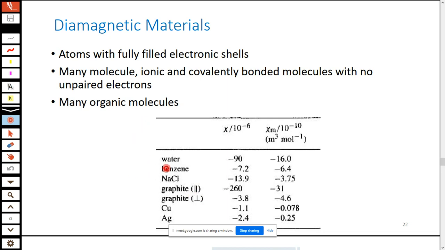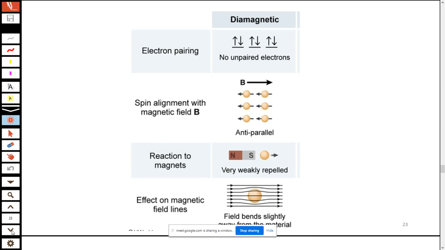And then many organic molecules, like benzene and toluene, which are used in organic chemistry, are also diamagnetic. If you remember the magnetic periodic table, unless you have one of the magnetic atoms, normally you will not get any paramagnetism or ferromagnetism. Most of them will be diamagnetic. But one exception is the oxygen molecule, which is paramagnetic.